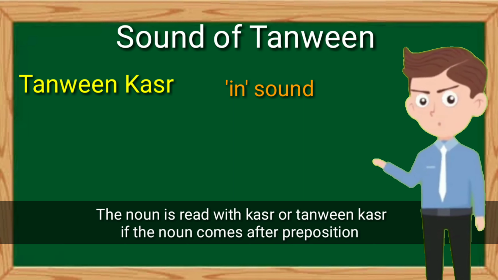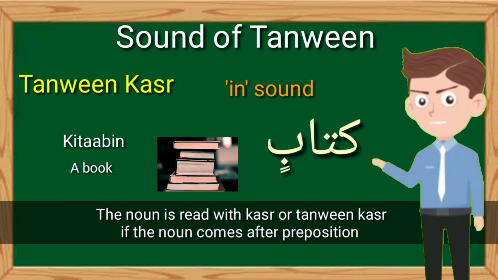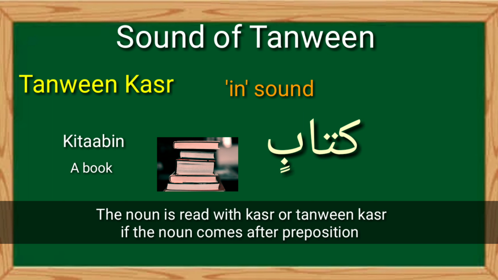Another example, the word kitabin. Tanween kasr is written under ba. So we can read it kitabin. Kitabin means a book.